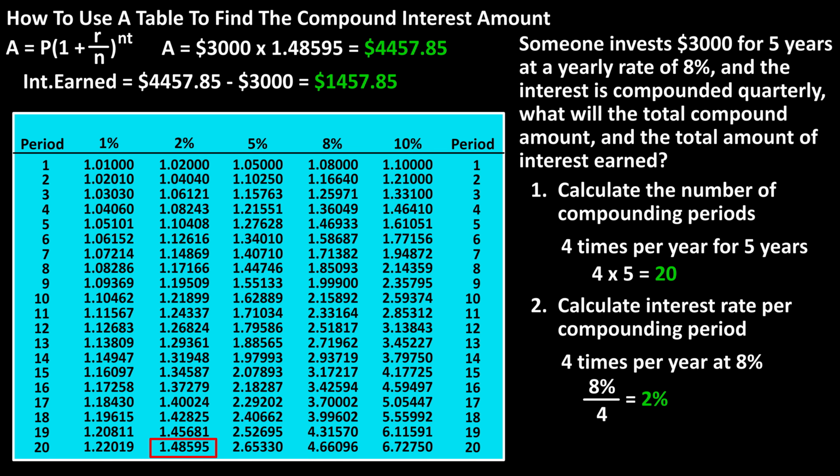And the two main keys to using the table is to calculate the number of compounding periods and calculate the interest rate per compounding period.